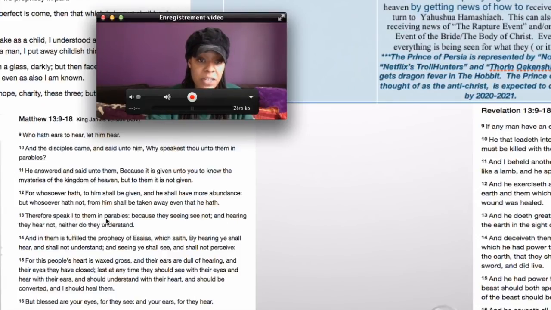Therefore I speak to them in parables, because they see not, and hearing they hear not, neither do they understand. And in them is fulfilled the prophecy of Isaiah, which saith, by hearing ye shall hear, and shall not understand, and seeing ye shall see, and shall not perceive. For this people's heart is waxed gross, and their ears are dull of hearing, and their eyes have closed, lest at any time they shall see with their eyes, and hear with their ears, and should understand with their heart, and should be converted, and I should heal them. But blessed are your eyes, for they see, and your ears, for they hear.